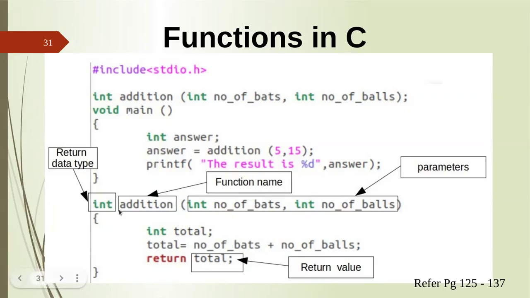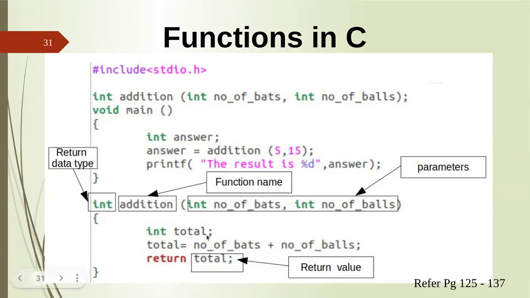Variable answer, and then here there's a new thing, addition. This is called the function addition. We can write the function name as anything we want, and the variables to this function. What are the variables? 5 and 15. The data type of each variable is here. This value will be transferred to this function.